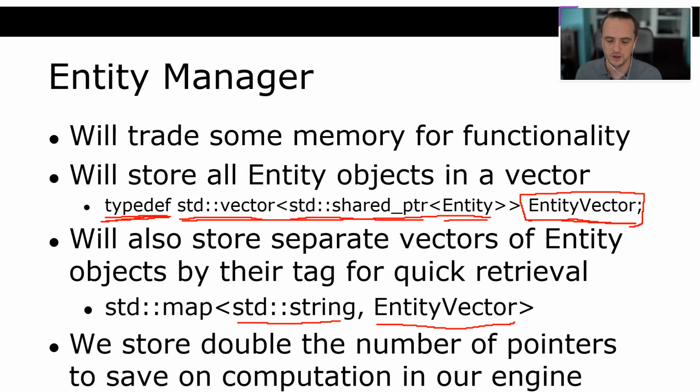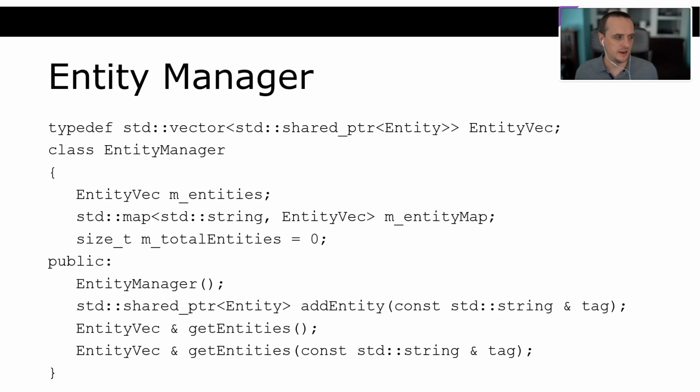All right. So in the entity manager, here's the basic structure of the first iteration of this entity manager. Up here we have our typedef of entity vec, and whether that's typedef or using, it's the same functionality. Then we're going to have our class entity manager, and our private variables within the entity manager are going to be, well, first we're going to have an entity vec, right? That's our standard vector of shared pointers of entities. And this is going to be our m_entities. This is going to be all of our entities in the entity manager. That vector is going to store all the shared pointers.